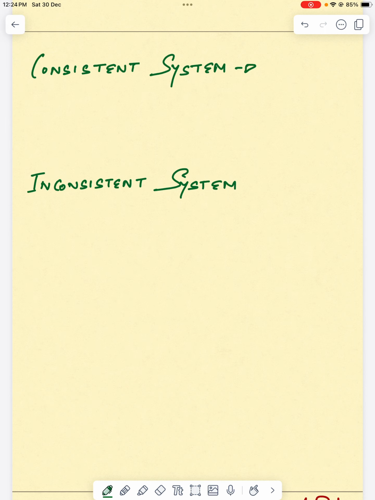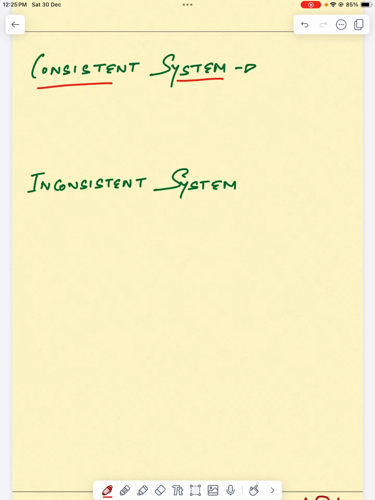So this is our part 2 for the beginners. So let's start with our next topic, that is consistent and inconsistent system of pair of linear equations in two variables. So what are the consistent systems? In our previous session we learned that for any pair of linear equations we have either a unique solution, no solution, or many solutions, or you can say infinite solutions.